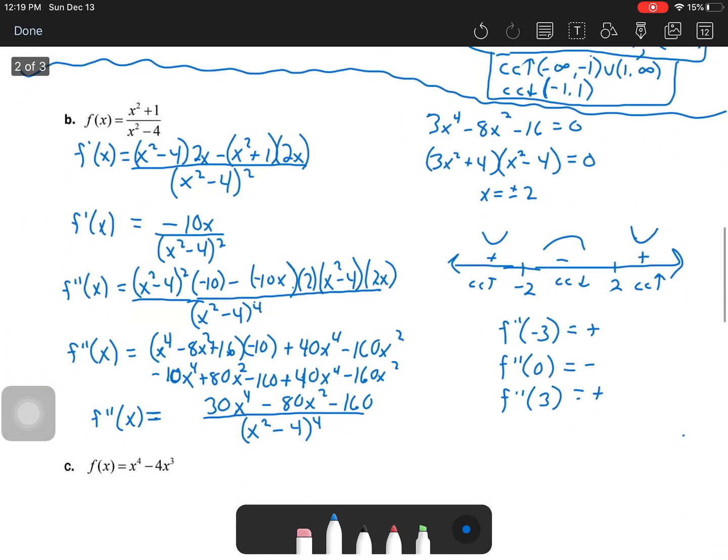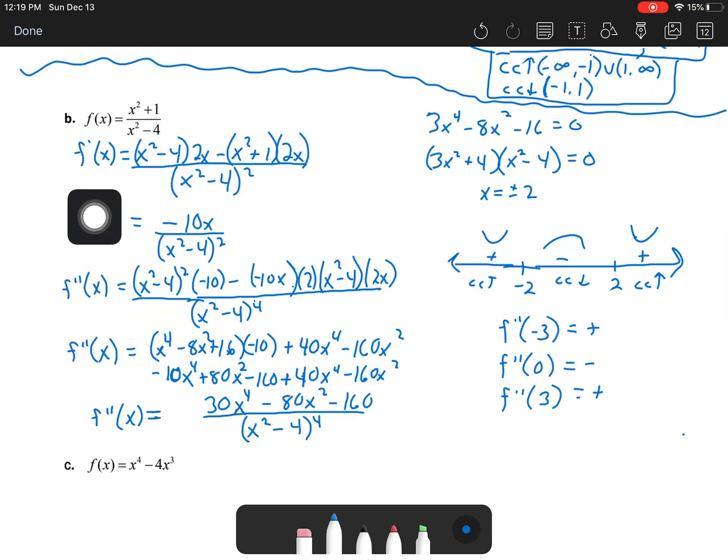Okay, all right, next one, and unfortunately this one doesn't get any easier. The second derivative becomes a little bit trickier just because we do have to involve the quotient rule twice in this one, which is a little bit tedious, but let's walk through it together here.